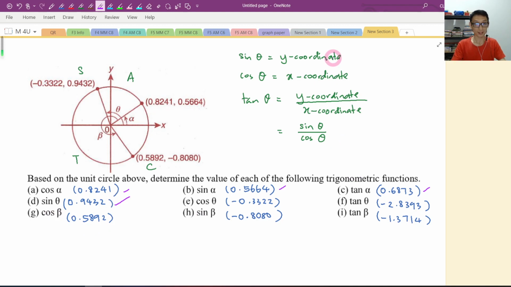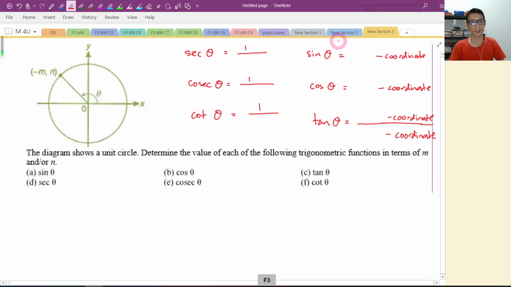Okay, let's try one more question. Try to recall back what we have learned just now. Sine theta is equal to y coordinate. Cosine theta is equal to x coordinate. Tangent theta is equal to y coordinate over x coordinate, which means tangent theta is equal to sine theta over cosine theta. Remember this one.